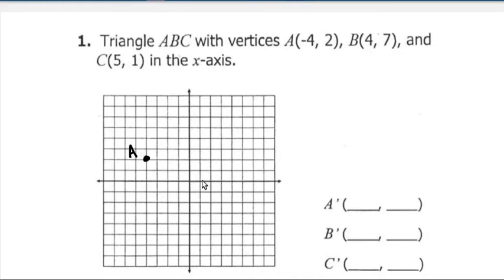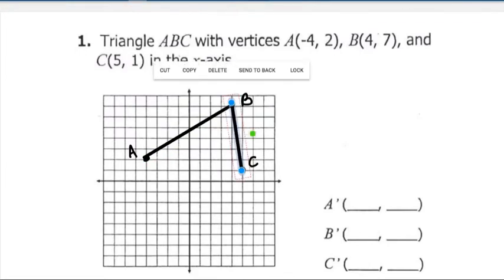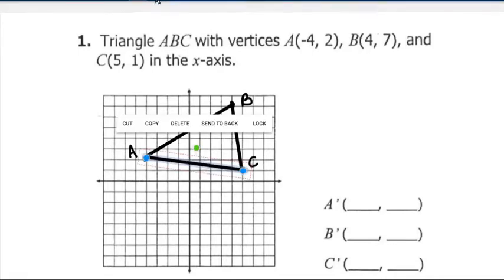B is 4, 7. 1, 2, 3, 4, up 7. Label that B. And C is 5, 1. So again, just double check that you've plotted everything correctly, and we label A, B, and C. Then what we want to do is we are making a triangle, so we do want to connect our points and make ourselves a triangle with our points. Definitely need to make that shape.